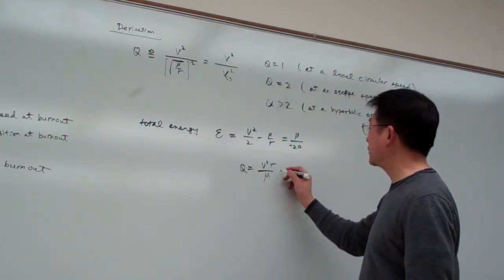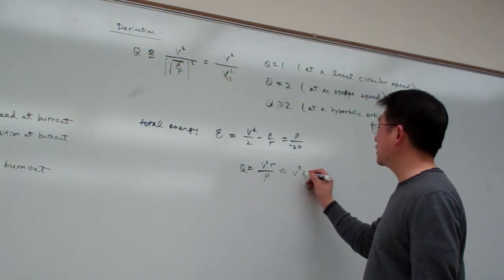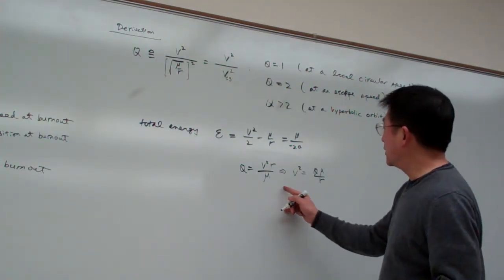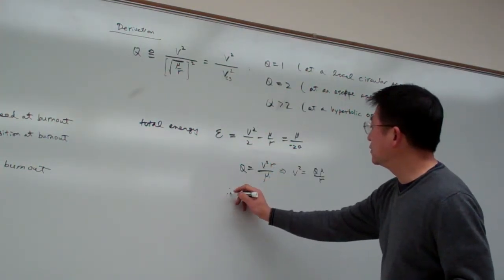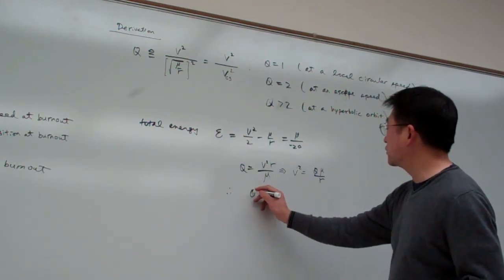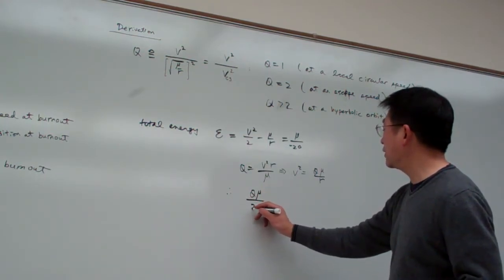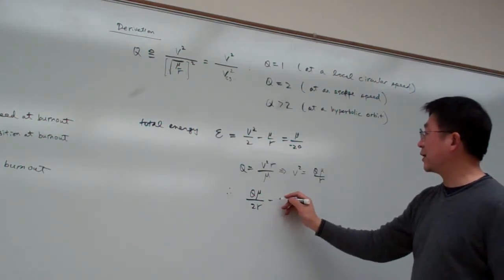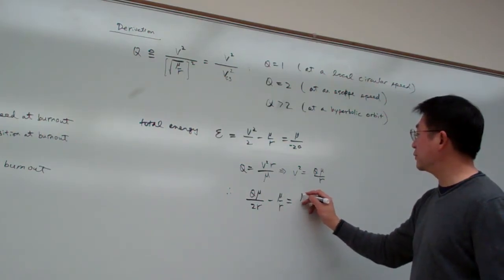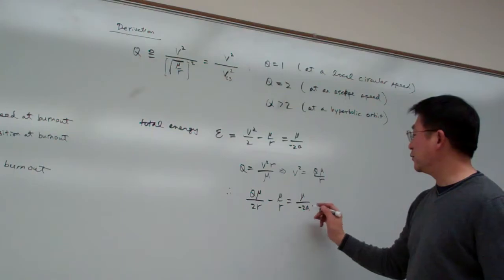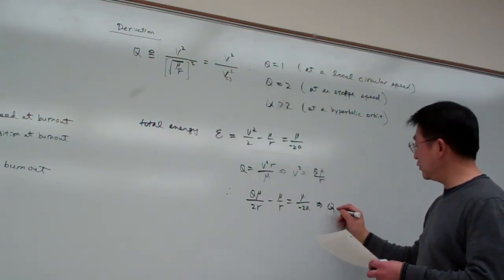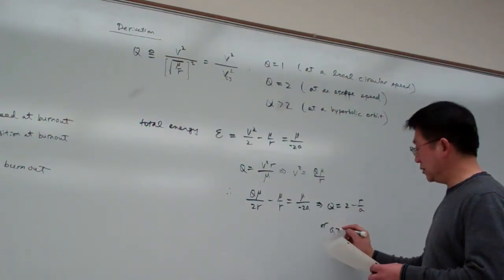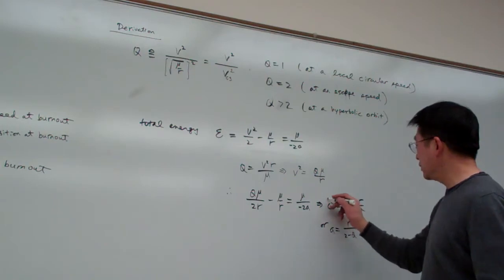But anyhow, using the two equations, we can see Q equals V squared R times by mu. So here we can see V squared equals Q mu divided by R. So I introduce V squared by this term, and minus mu over R equals minus mu over 2A. With this equation, we can find Q equals 2 minus R over A, or A equals R over 2 minus Q, either way.